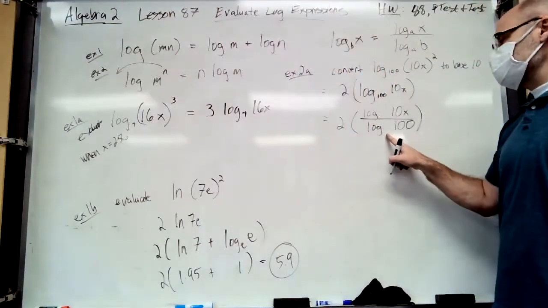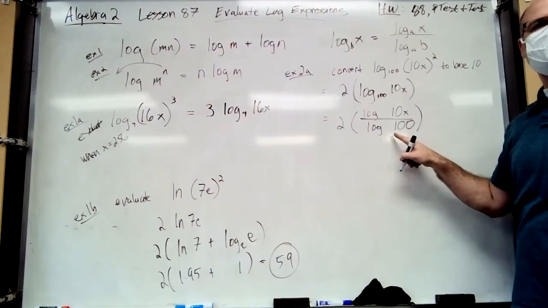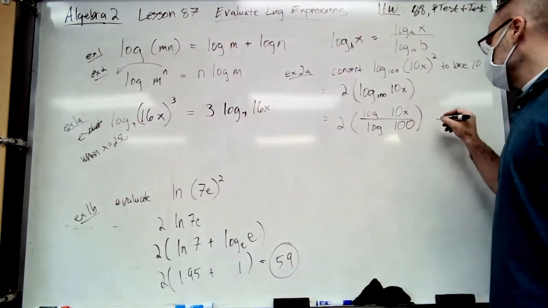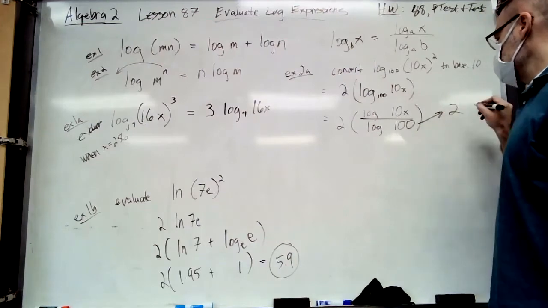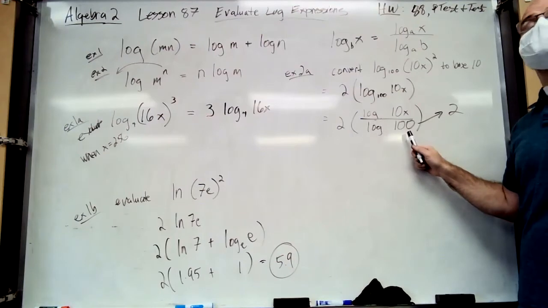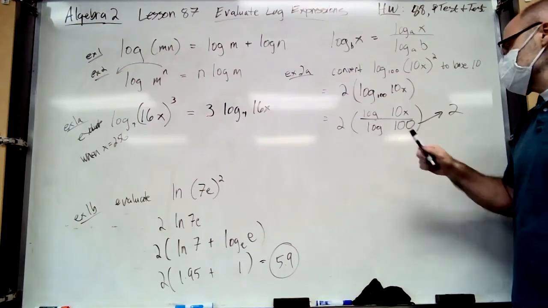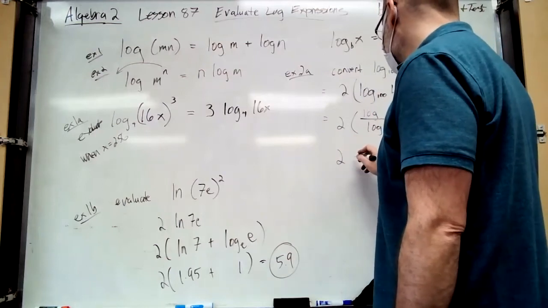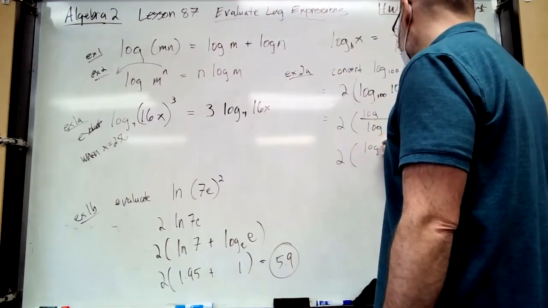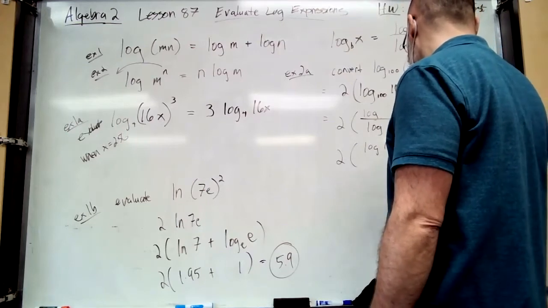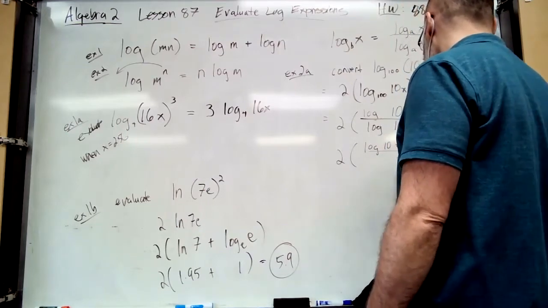Well, what's log base 10 of 100? What exponent do you apply to 10 to get 100? That's just 2, right? Log of 100 is 2, because log base 10 of 100 is 2. Okay, so then we got 2 times log of 10 plus log of x, all over 2.